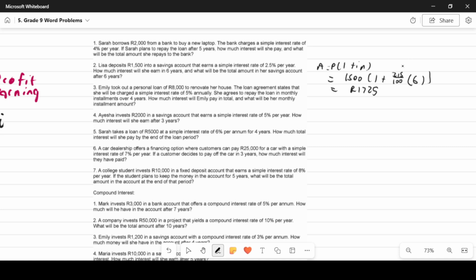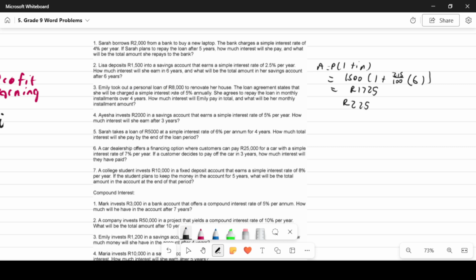Right? And then if you multiply this out, you get 1,725. So therefore, she earned 225 Rand worth of what? Interest. So she earned 225 Rand of interest, and she got a total of 1,725 from this simple interest account.